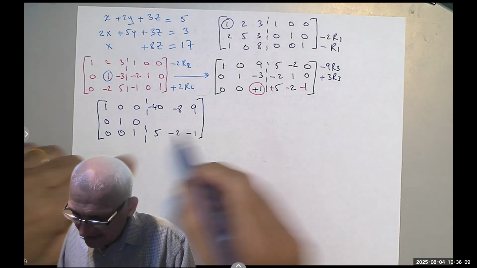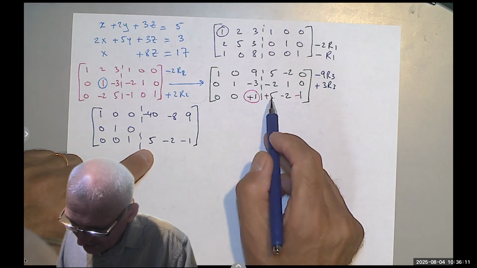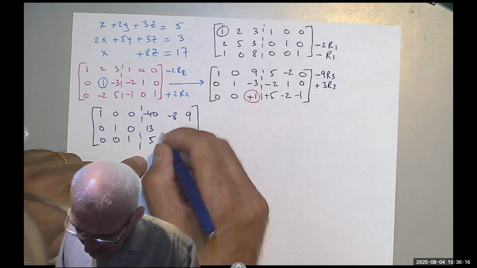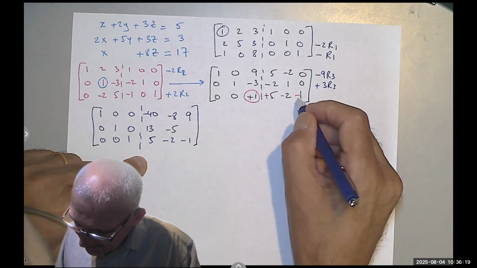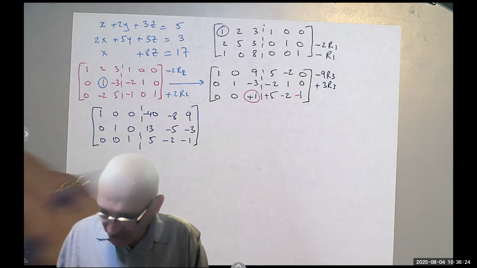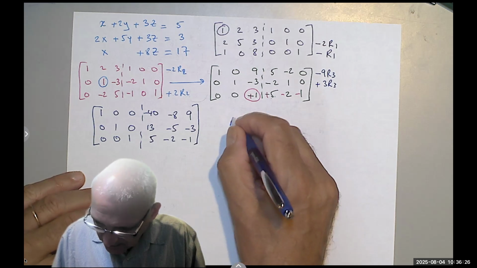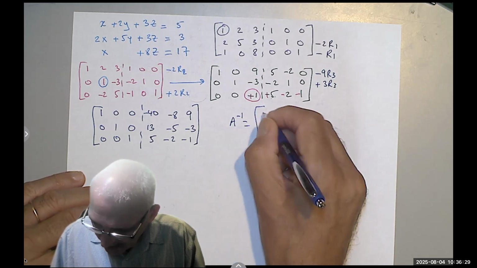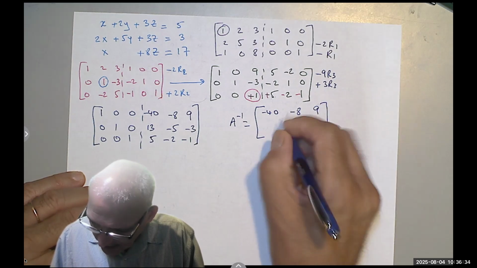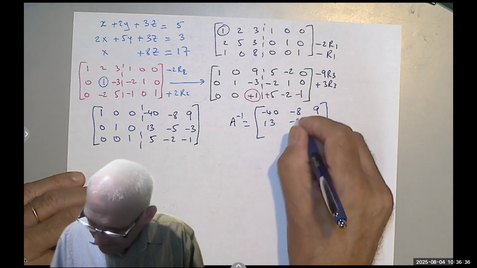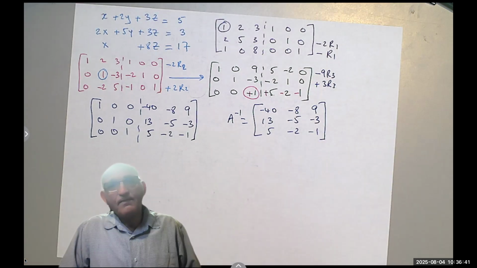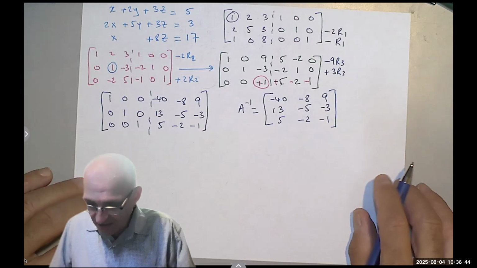In the middle row, I'm going to add 3 times the bottom. So 15 minus 2 is 13. -6 plus 1 is -5. And -3 plus 0 is -3. So now I found the inverse of A to be -40, -8, 9, 13, -5, -3, and 5, -2, -1. So how do I solve for x?